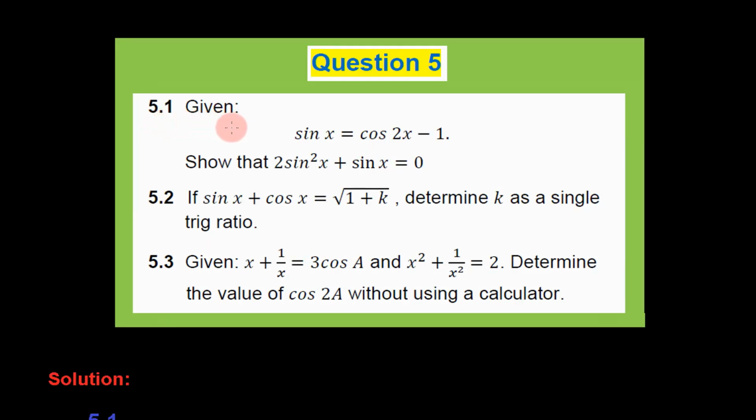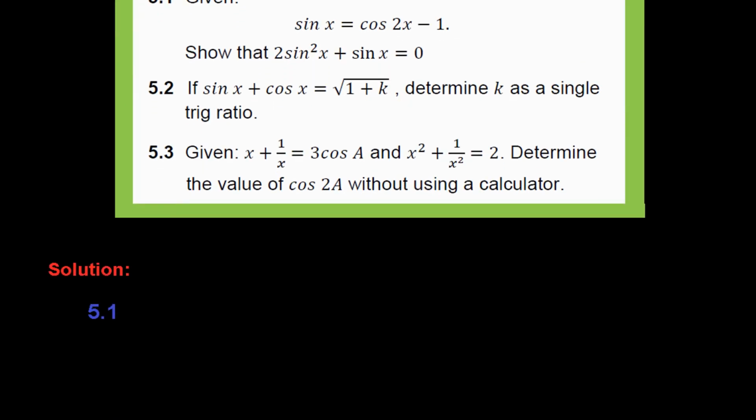In 5.1, we are given that sine x equals cos 2x minus 1. And we need to show that 2 sine squared x plus sine x equals 0. So we have to use the first equation to prove the second one. So let's write down the first equation.